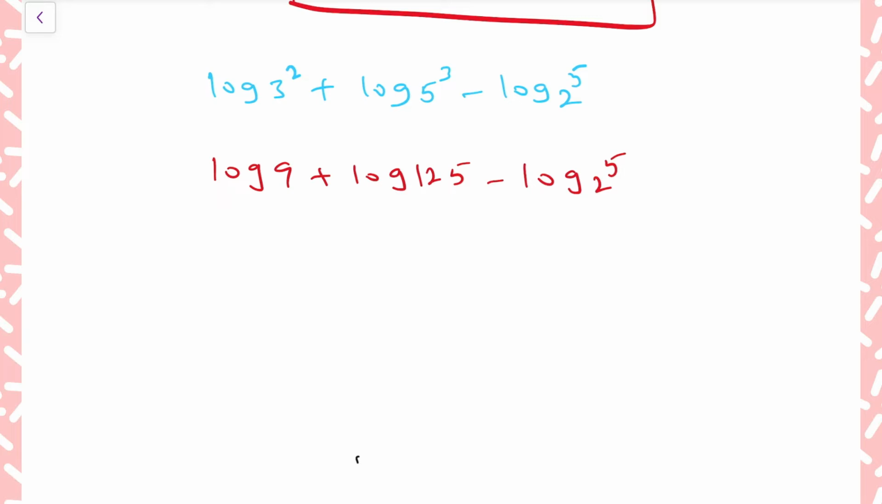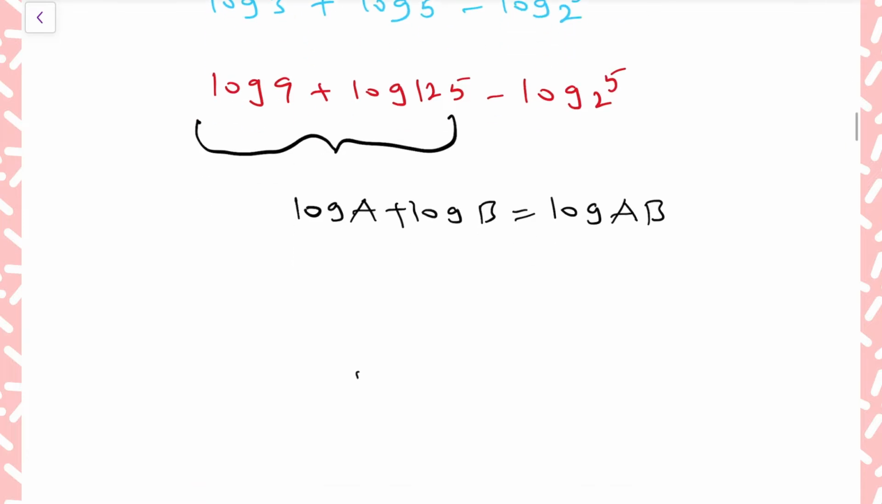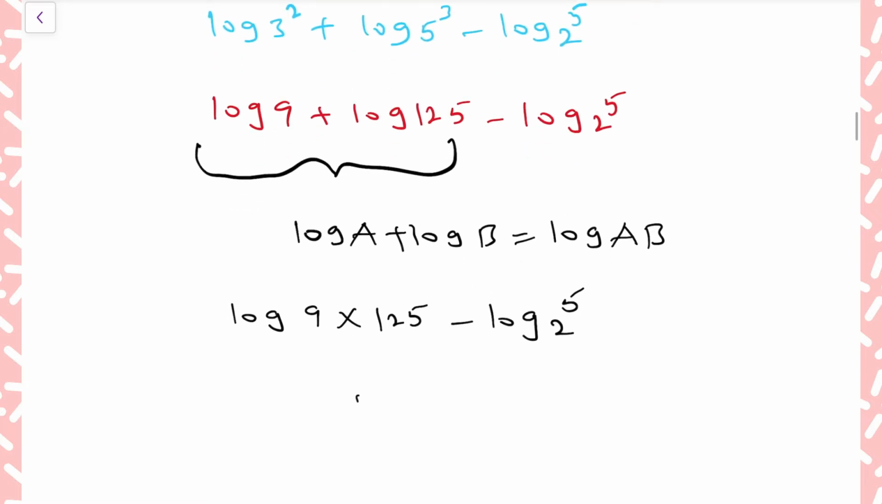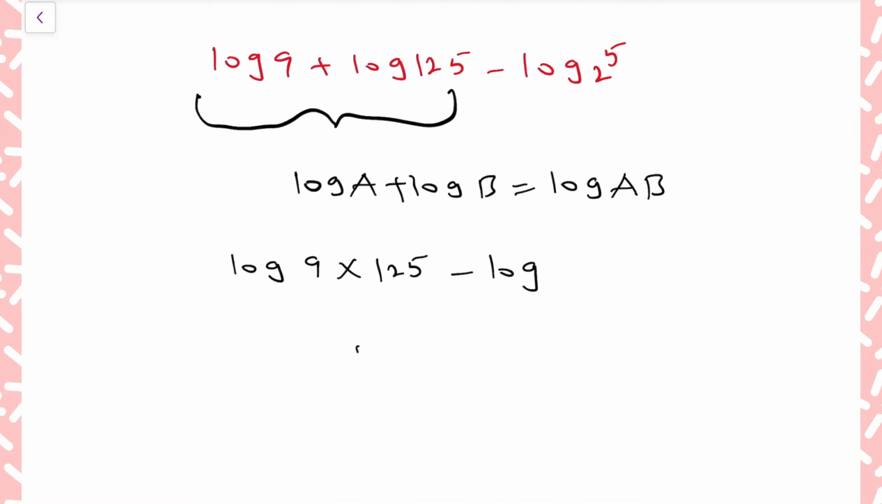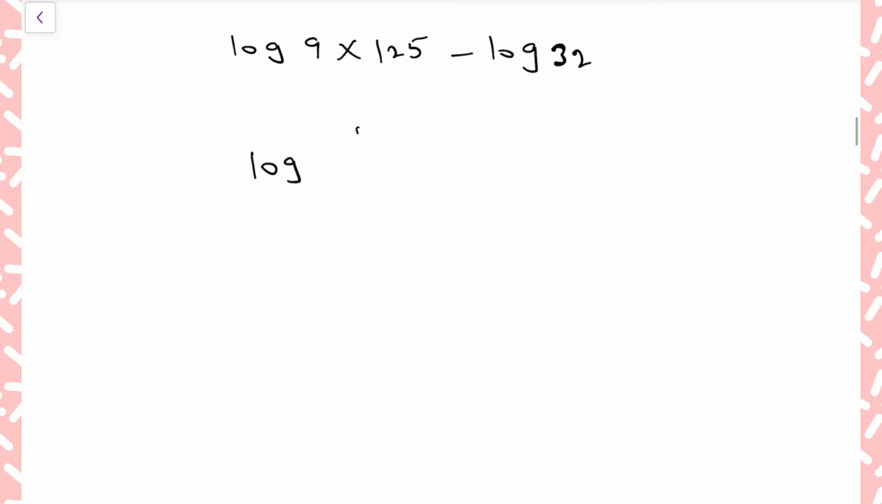In logarithms we have some formulas. One of the formulas is, if plus is there in the logarithm, we need to make it multiplication. That formula is log A plus log B equals log AB. So log 9 plus log 125 will become log 9 into 125, minus log 2 power 5. 2 power 5 number we can write directly. What is 2 power 5? 2 into 2 into 2 into 2 into 2, 5 times. So 32 that is. So now we remain with log 9 into 125.